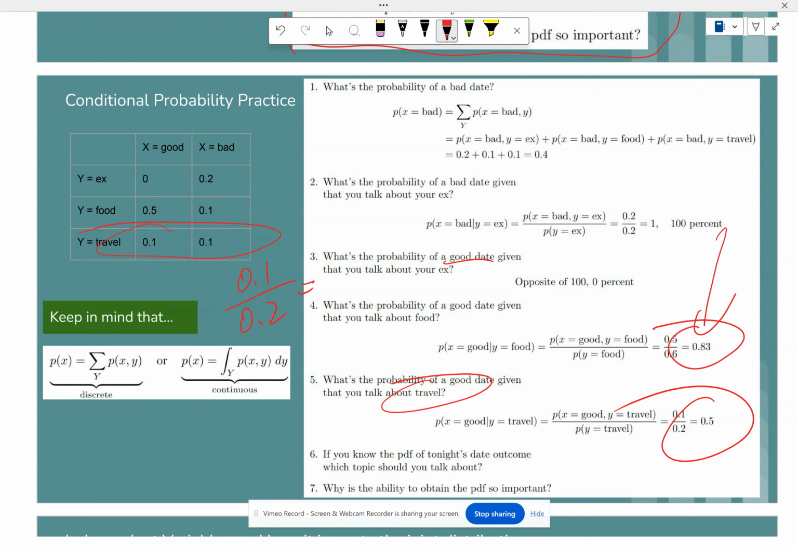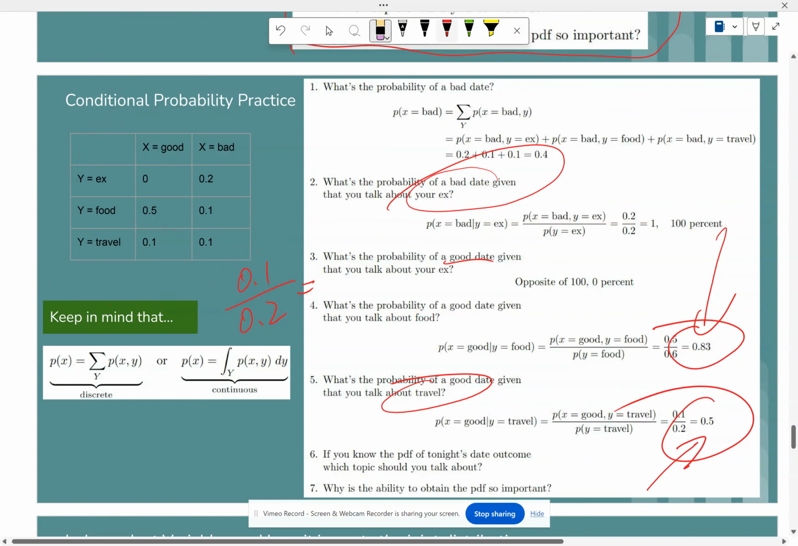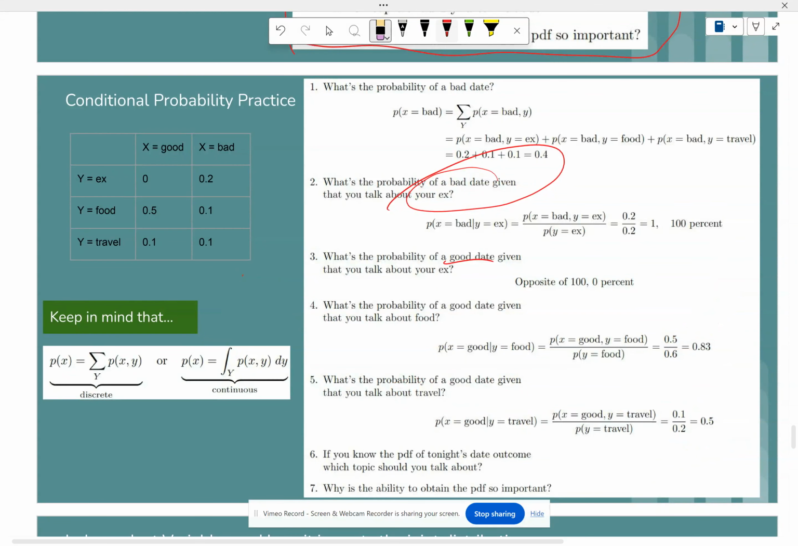So based on this probability, you probably want to talk about food and not much about travel, maybe a bit, and then just never talk about your ex. That's what the math shows you based on this table. Now, of course, I made up this table, so this has no bearing on reality. I could be completely wrong. For all we know, maybe talking about your ex is a great thing. So this table is not real.